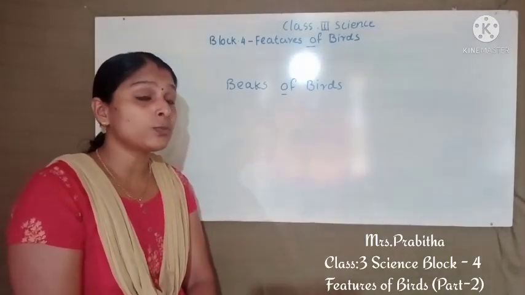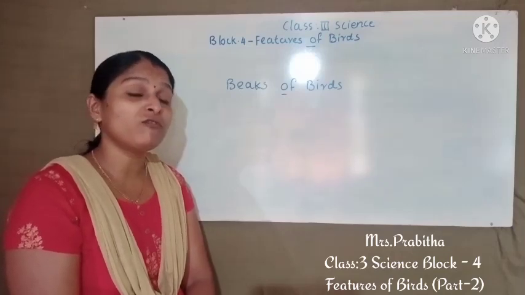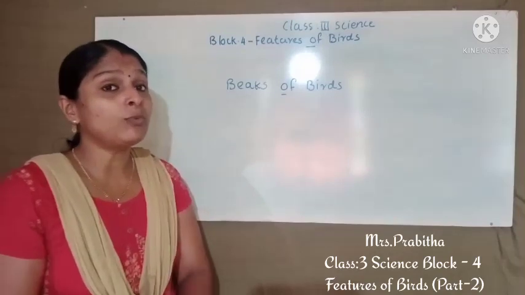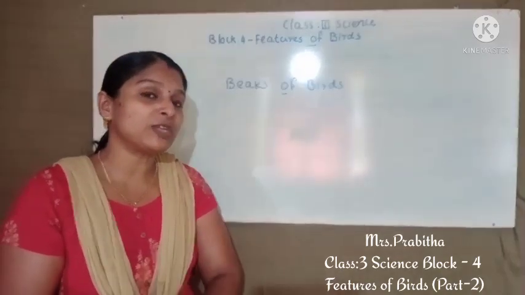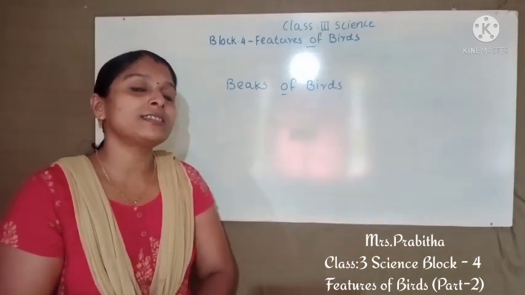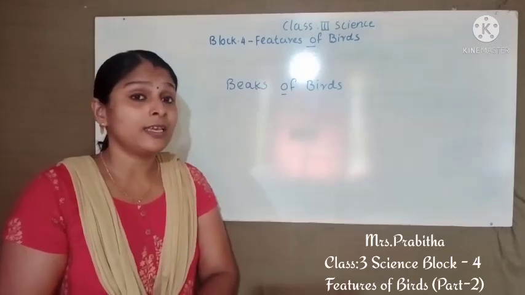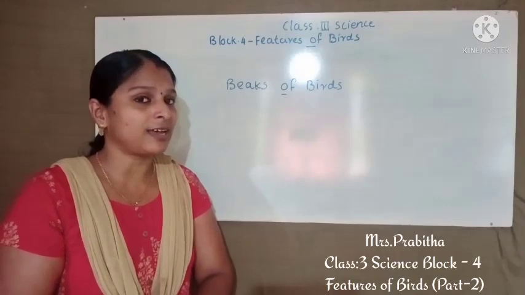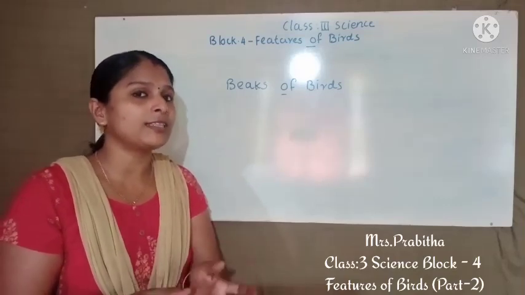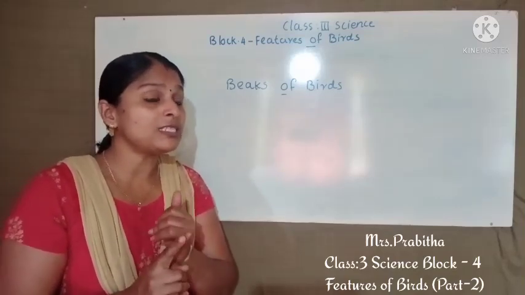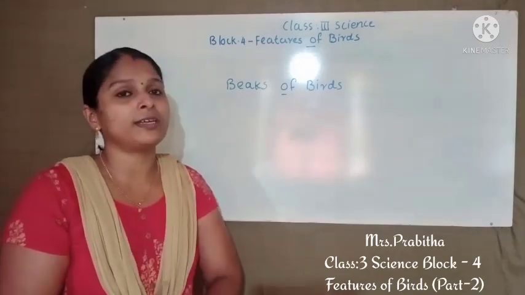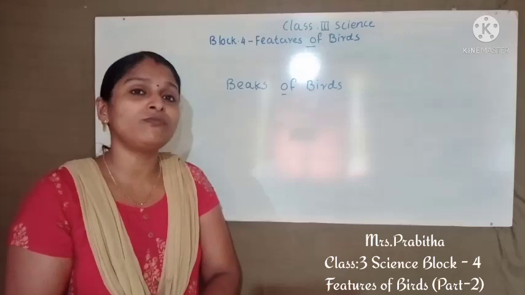In the last class we started new block 4, features of birds. We studied one feature. Which feature did we study? We discussed feathers. How many types of feathers are there? Three types of feathers are there for birds. Which are they? Flight feather, body feather and down feather. So we discussed feathers.